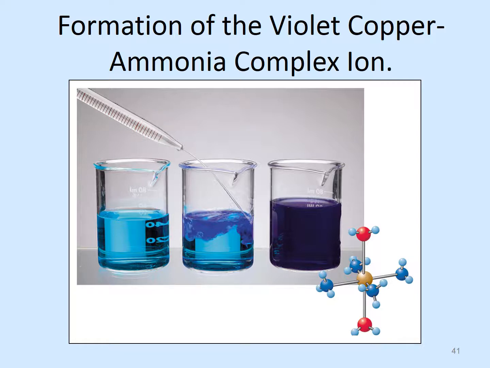So when you take copper and you add some ammonia, the first thing that happens is you get a light blue precipitate. But the more ammonia you add, you end up with this royal blue complex. And this is a picture of what it looks like.